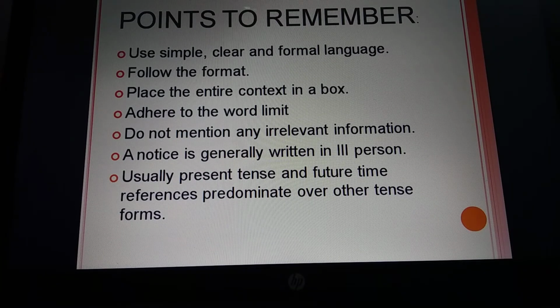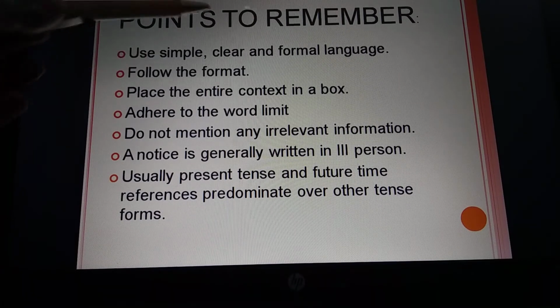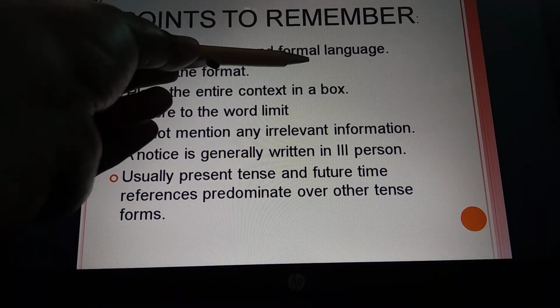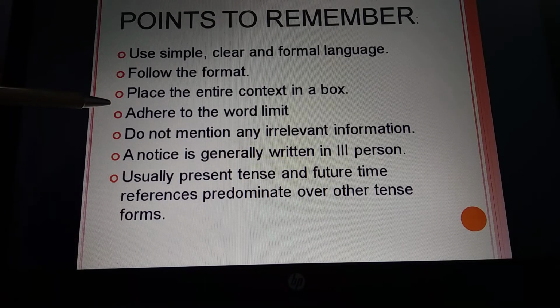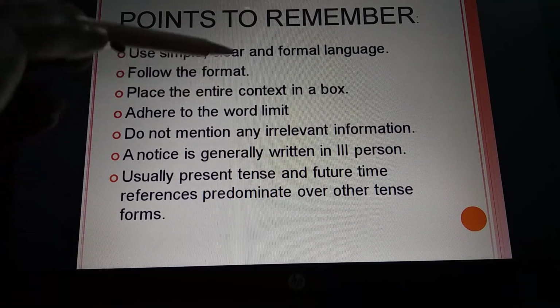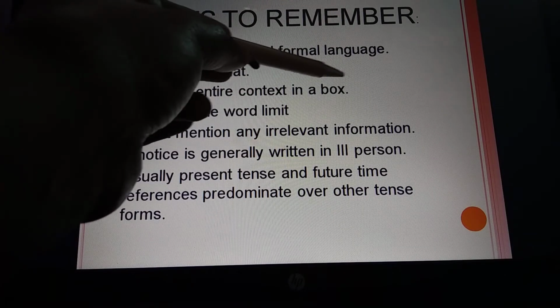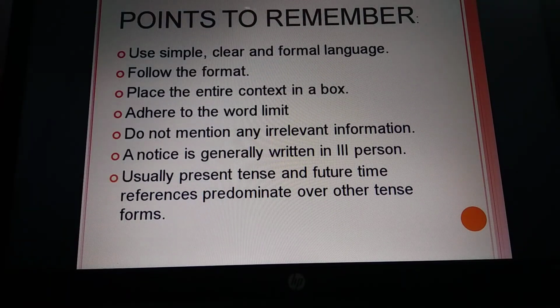As we said, it's a formal documentation. So the language should be simple, clear, and yes, formal. Follow the format. There is a specific format which we will see in the next slide, which you must follow. Once you have finished, place the entire content in a box. Without a box, a notice is incomplete.